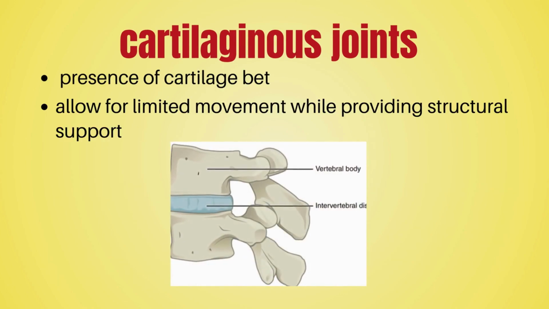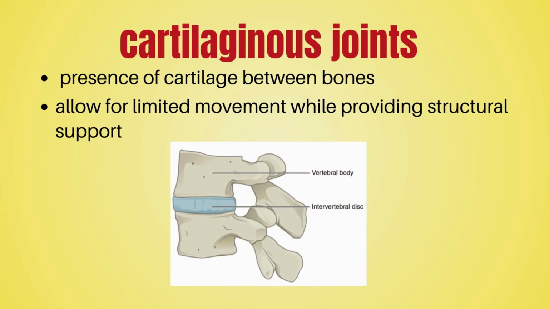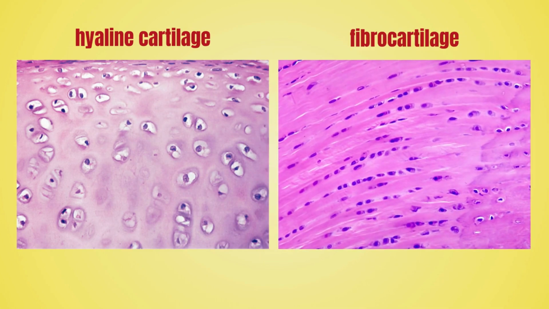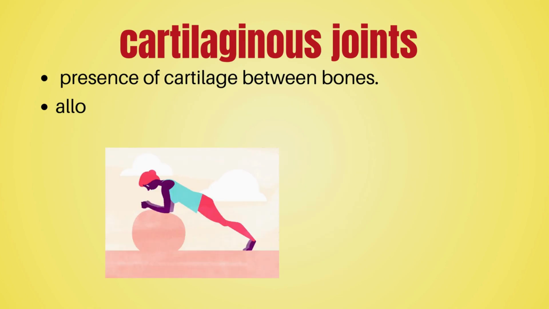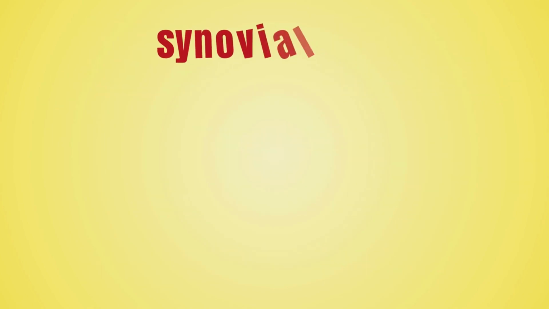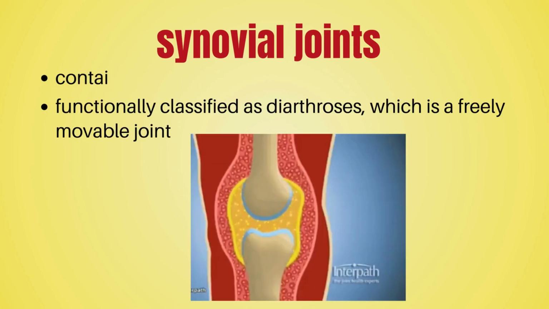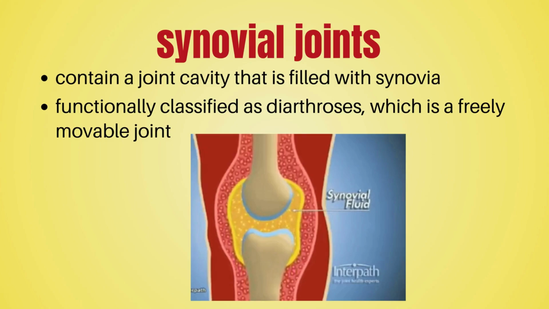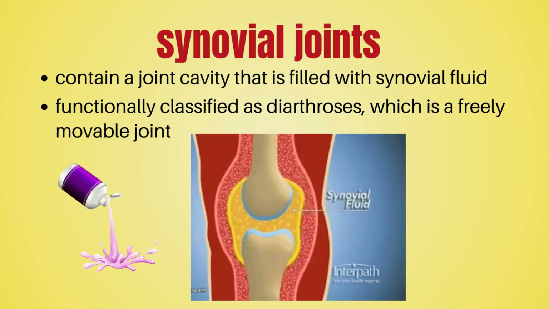Cartilaginous joints involve the presence of cartilage between the bones. This cartilage can be hyaline cartilage or fibrocartilage. Cartilaginous joints allow for limited movement while providing structural support and shock absorption. The synovial joint contains a joint cavity that is filled with synovial fluid, which reduces the friction during joint movement by lubricating the joint's cavity.